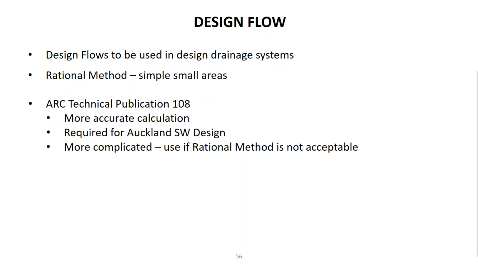There are several ways you can do this. The simplest and oldest is called the rational method, and it's for simple small areas. There's also ARC, that's Auckland Regional Council Technical Publication 108, which is a more accurate calculation, but it's more complicated than the rational method. The rational method is used in other parts of New Zealand, but in Auckland, they require you to use ARC-TP 108. However, in this video, we're just going to be looking at the rational method.